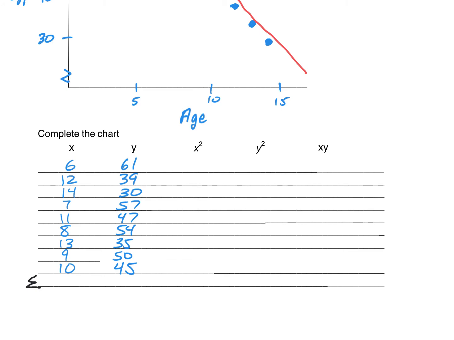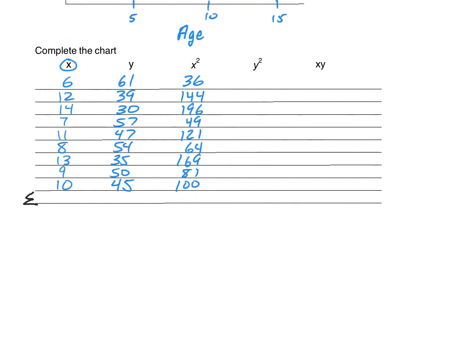X squared says take everything in this X column and square it. So 6 squared is 36, 12 squared is 144, 196, 49, 121, 64, 169, 81, and 100. So again, reiterate, make sure you bring your calculator tomorrow.